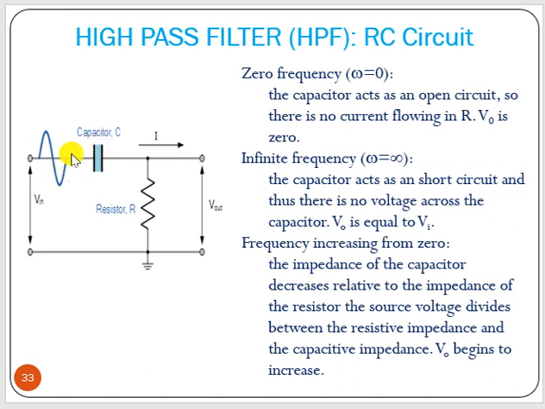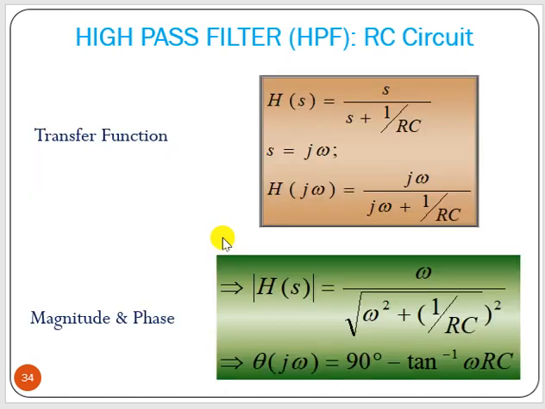When omega is infinity, capacitor is a short circuit, then what happens? V out will be equal to V in. There is no drop. Now this is the expression that we got, S by S plus 1 by RC. We can put S equal to j omega here. From that we can find out the magnitude plot.